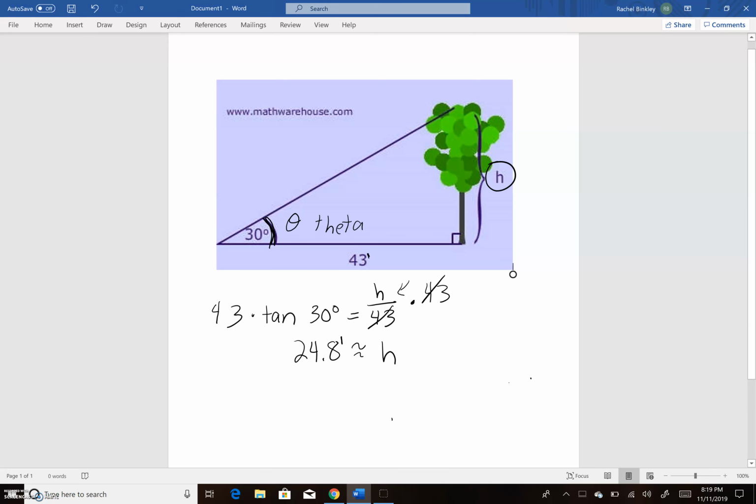So on the test, there's one just like this with different numbers. And there's also one where you have a person standing around, looking up at the trees. The only thing that's going to be different about this is that you're going to have to add how tall this person is that's looking up at the tree in order to find the whole height. But there's a picture that explains all of that.